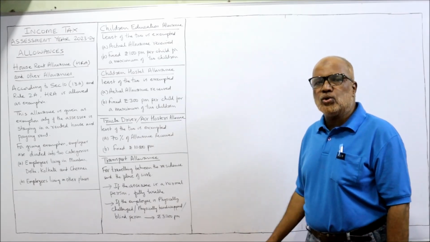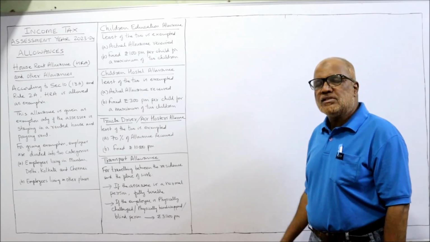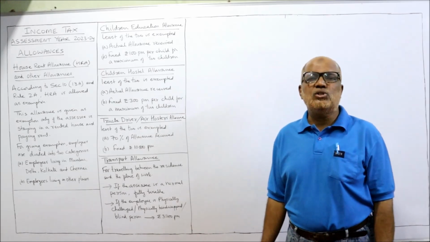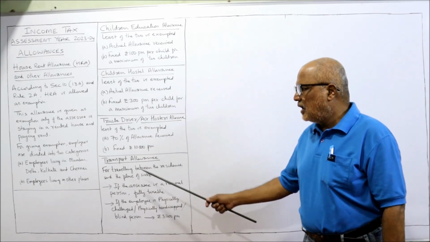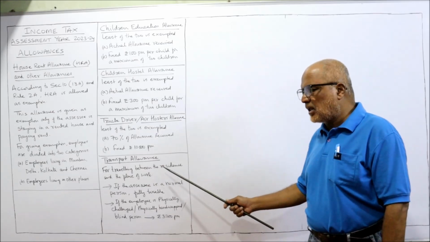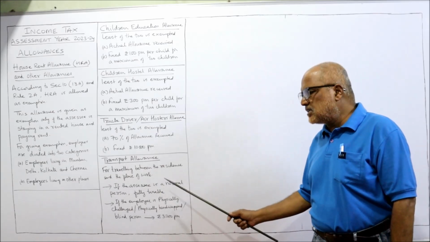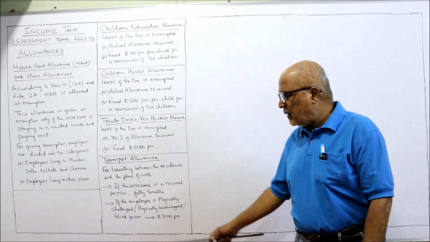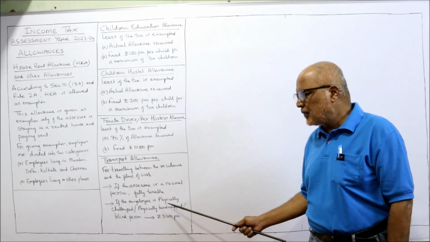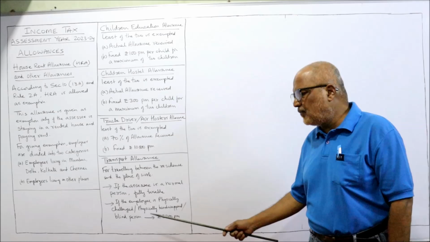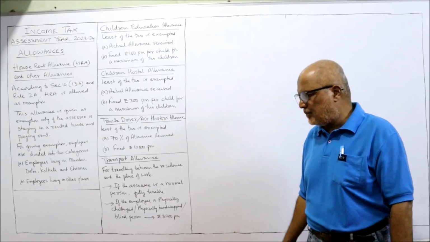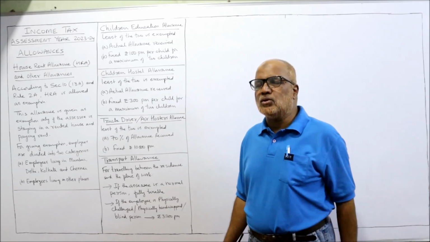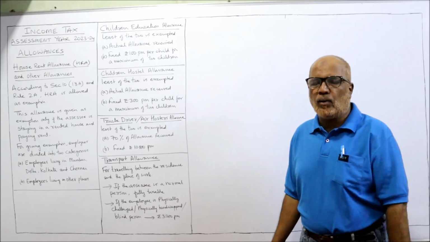Truck driver or air hostess allowance: the least of two, 70% of the allowance received or 10,000 rupees per month, will be allowed as exemption. Last one, transport allowance for traveling between the residence and the place of work. If the assessee is a normal person, it is fully taxable. If the assessee is physically challenged, physically handicapped or a blind person, then 3,200 rupees per month: the actual allowance received or 3,200 per month, whichever is least, is allowed as exemption.